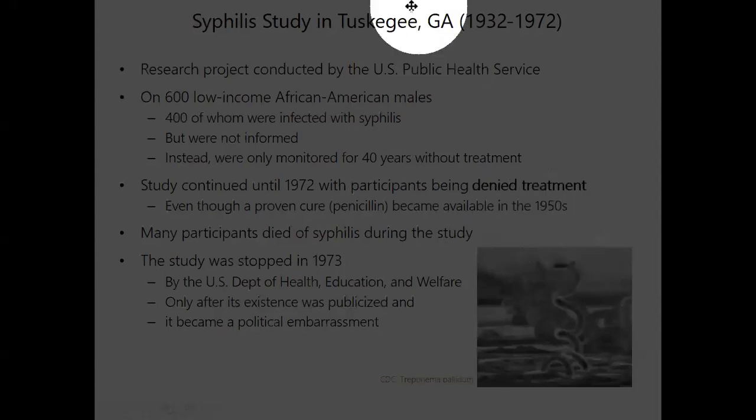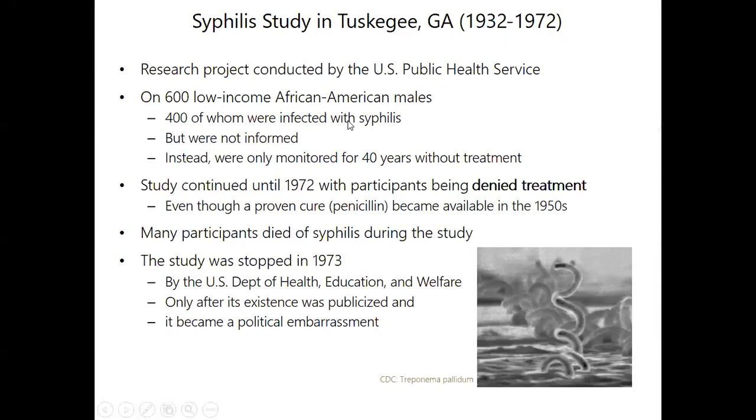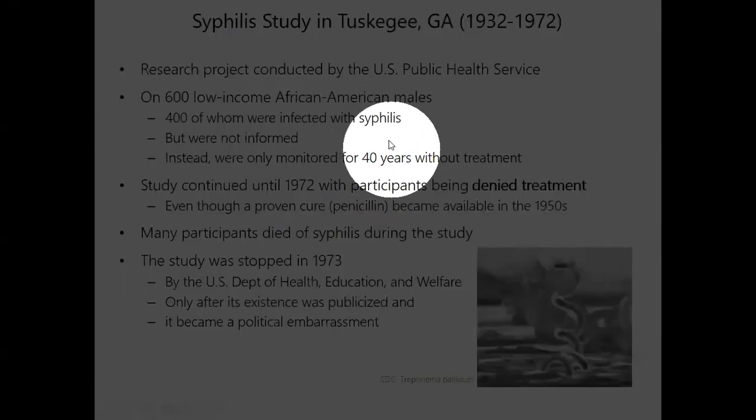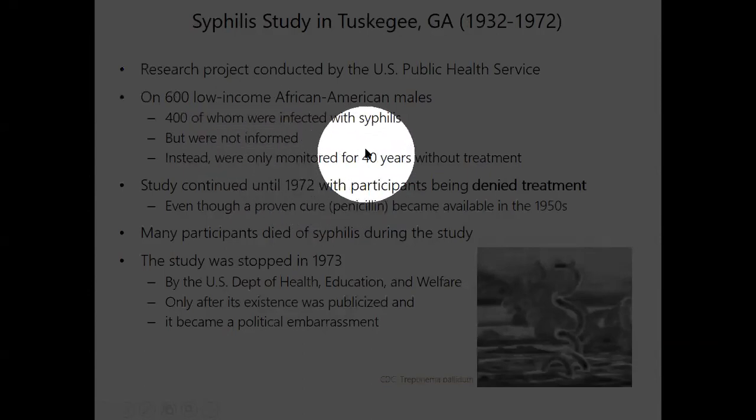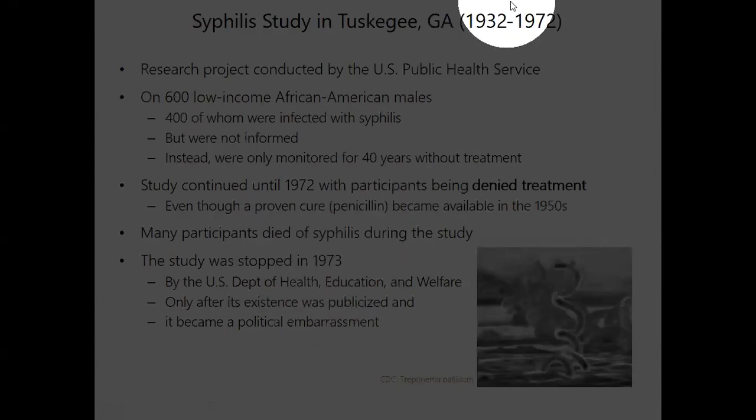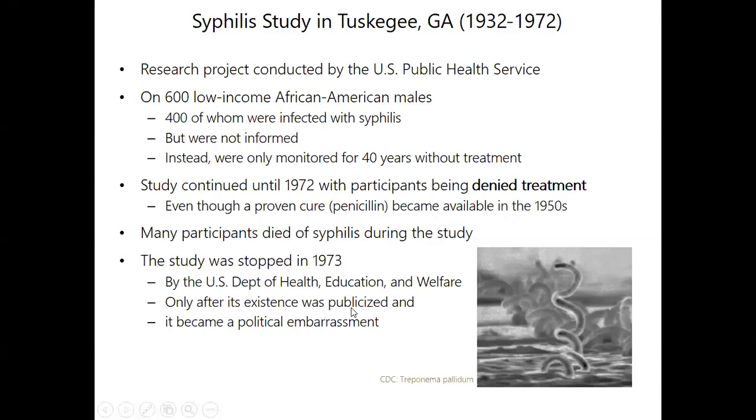Here, 1932, 600 low-income African-American, all African-American, okay? 400 of whom had syphilis, active syphilis, not informed. And they were monitored for 40 years without treatment, even though in the early 50s penicillin was available. It was stopped in 1973, 32 years. So what's wrong? I got pneumonia. You didn't treat me. It got better. May not have gotten better. Was there anything they could have done to make this be right?